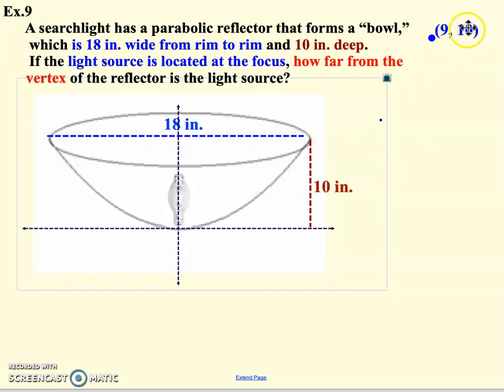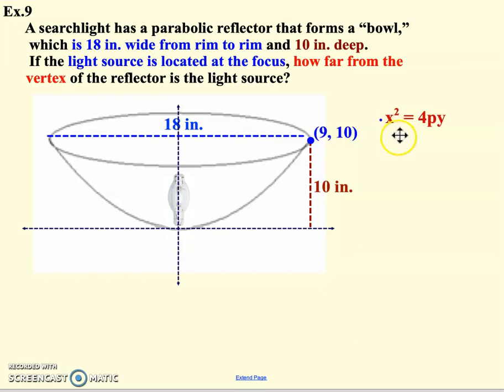But what I can do is go ahead and say if it's 18 all the way across, then that's 9, 10, and plop a coordinate on my curve right there. Okay, well, the question here is about how far from the vertex is the light source. Well, the light source actually is located at the focus. So I'm trying to figure out what P is, but I've got a coordinate. It's an up opening. We'll always assume with word problems that the way the visual is the way the parabola is sitting. So we're going to use an x squared equation.